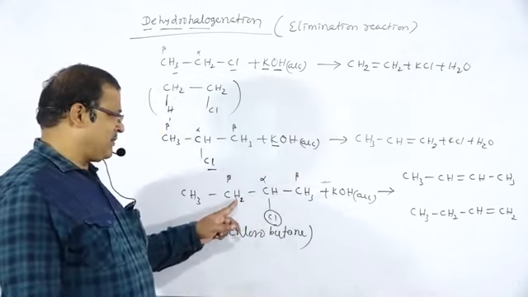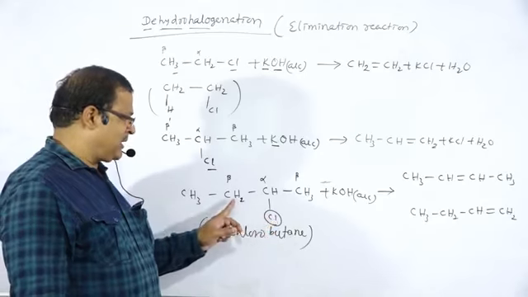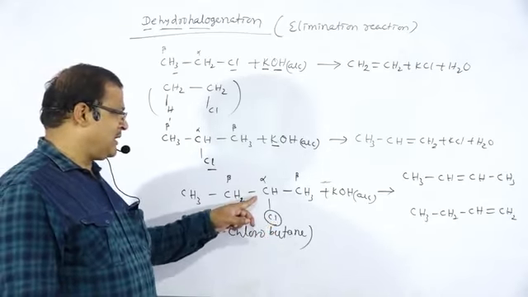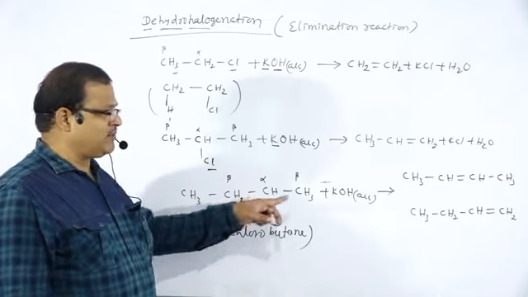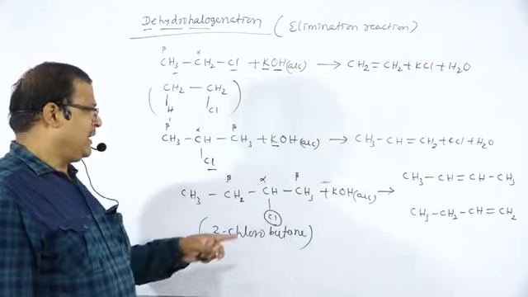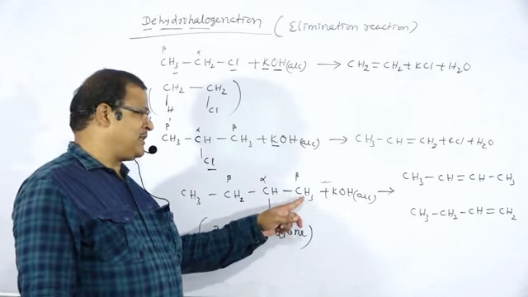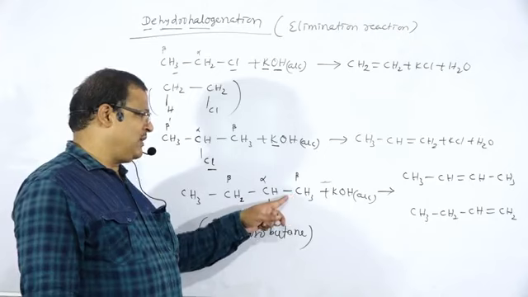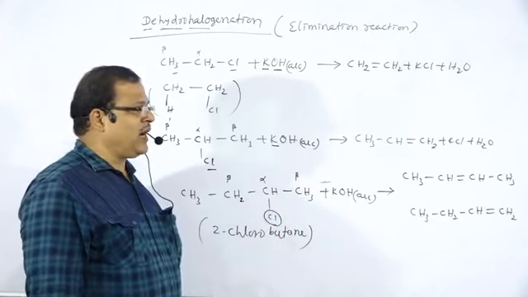If the hydrogen atom is removed from this beta hydrogen atom along with the chlorine from this carbon atom, then the double bond will be here. That is the formation of but-2-ene. If the beta hydrogen atom is removed from this carbon atom, then the double bond will be here, and there is the formation of but-1-ene.